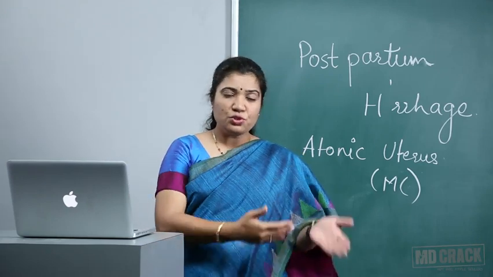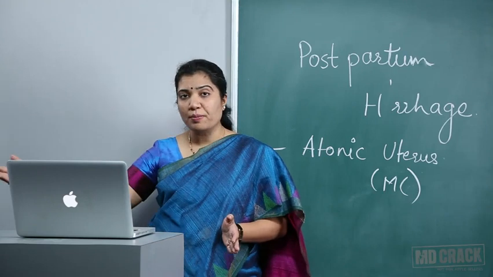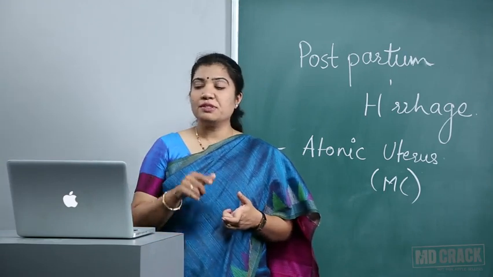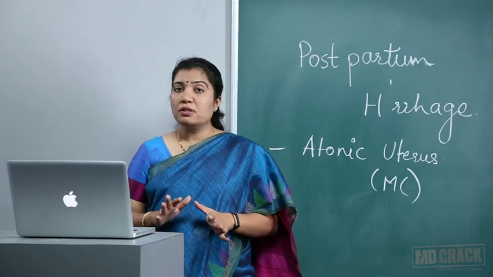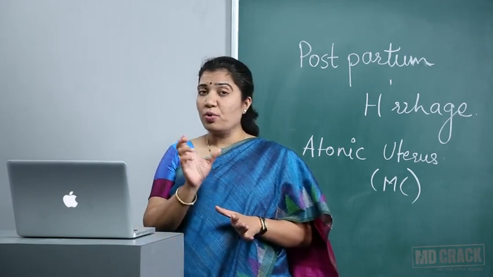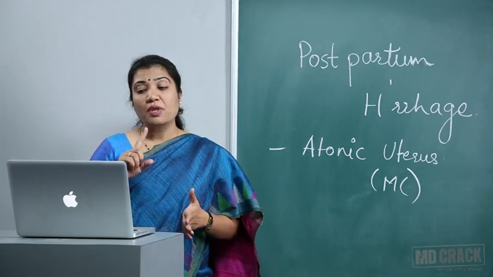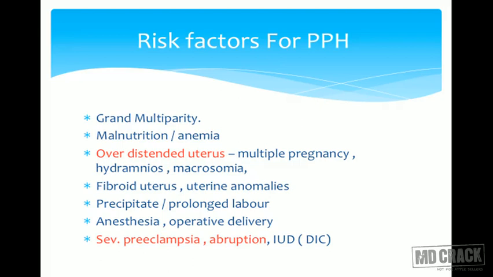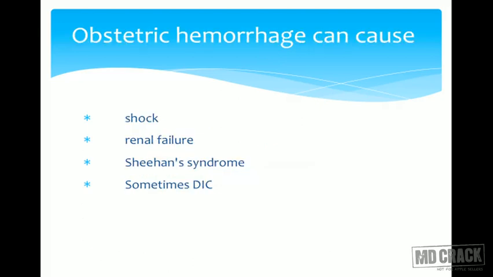Fibroid uterus will prevent the uterus from getting retracted. Precipitate labor, which is within 2 hours, or prolonged labor, where for a longer time the uterus is in labor. Anesthesia and operative deliveries. And last but not least, and again very important, severe preeclampsia and abruption lead to PPH. IUD may lead to PPH because of DIC.